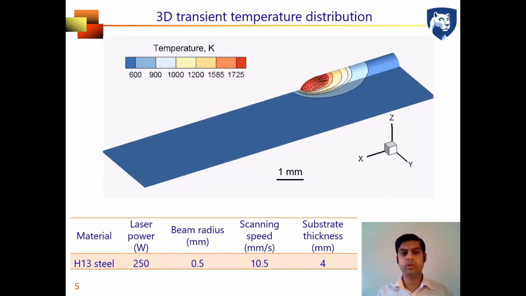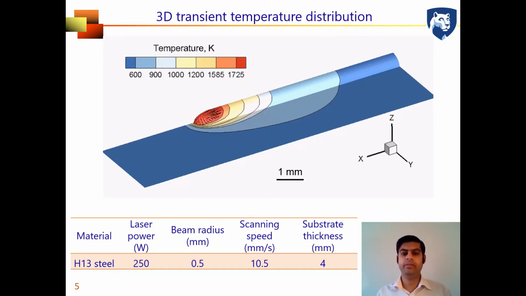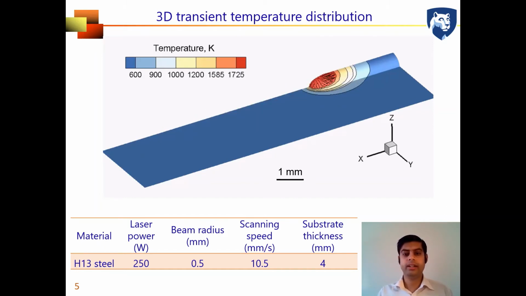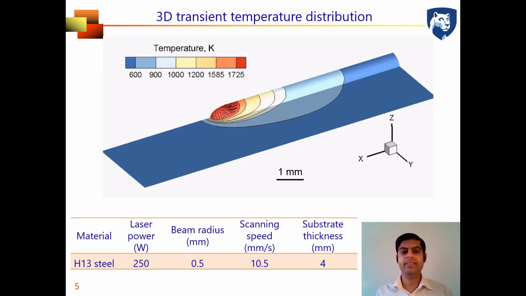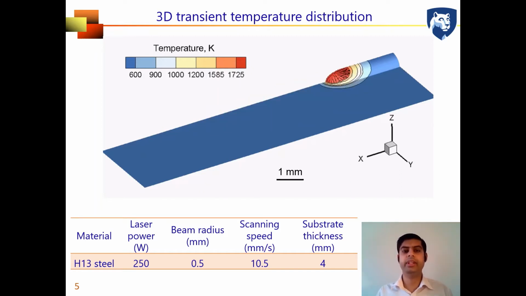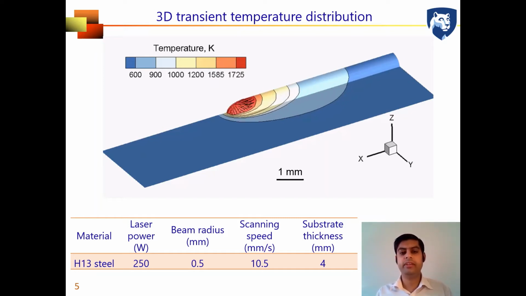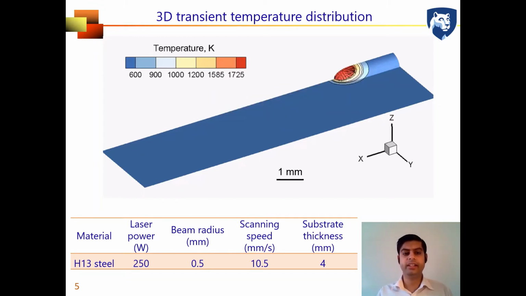This animation shows the 3D transient temperature distribution during the additive manufacturing process. Here in this animation, half of the solution domain is shown because of the symmetry of the deposit with respect to the XZ plane, that is the longitudinal plane. The temperature values corresponding to the contours can be read from the legend shown in the animation.